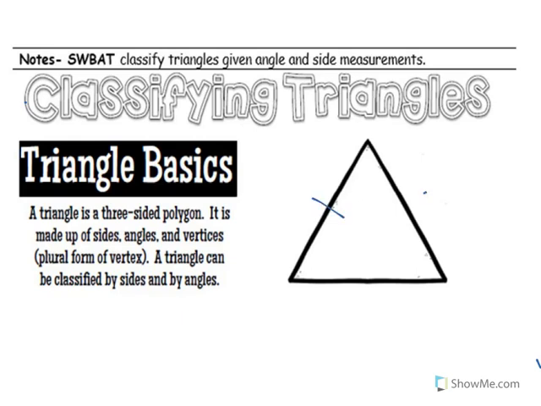Here are your sides. It has angles, the angles here. And it has vertices, which are kind of the same thing as angles in some way, right? Vertices are right here as well. It's basically where two segments meet. So it's actually the little point, right? These are your vertices here. A triangle can be classified by sides and angles. Let's move on.